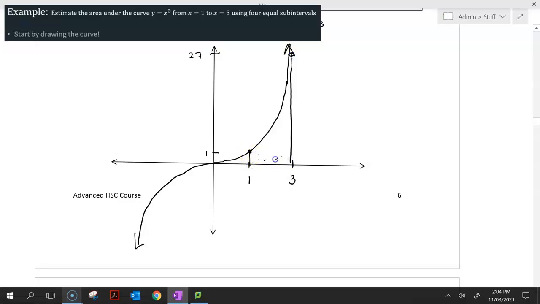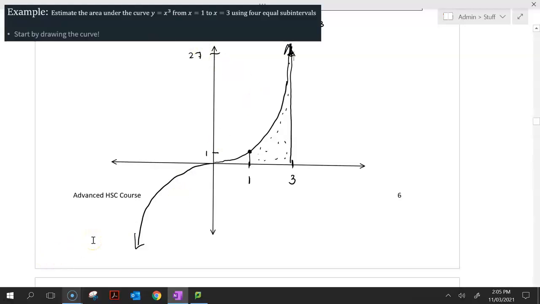And this is the area. I'll just dot it so you can see everything. This is the area I want to find. Now, obviously, if that was a straight line, I could use trapezia, or a rectangle and a triangle. But we've got a curve. So we're going to need to estimate the area under the curve.